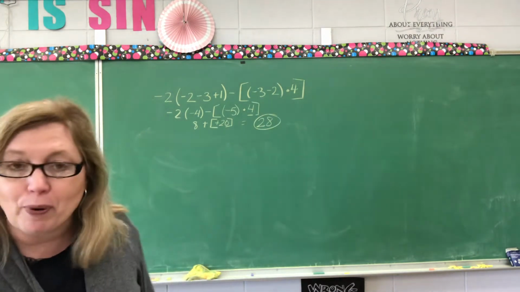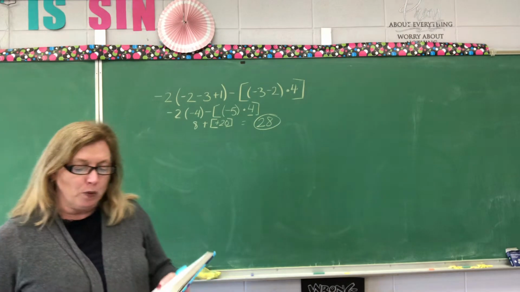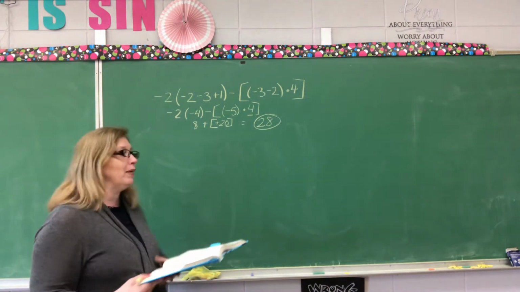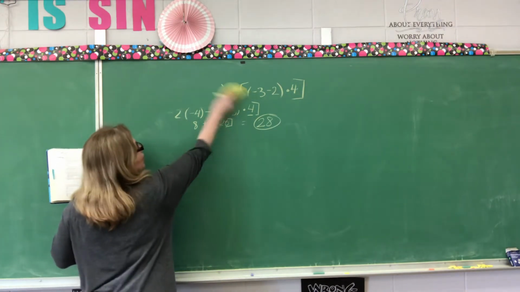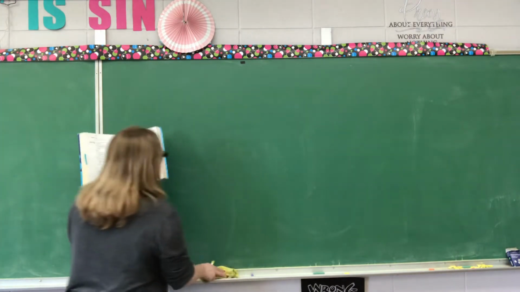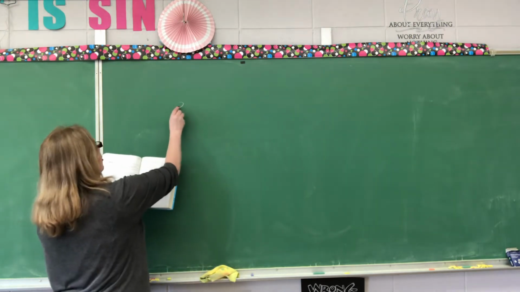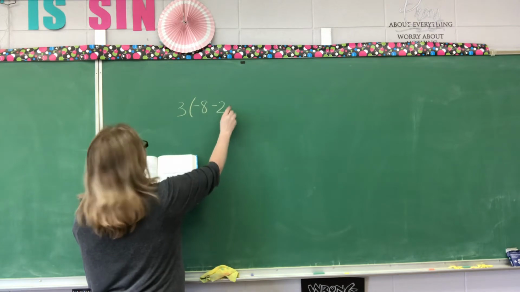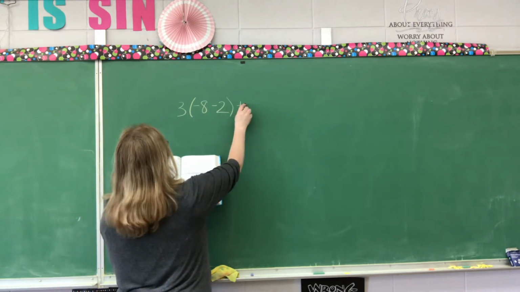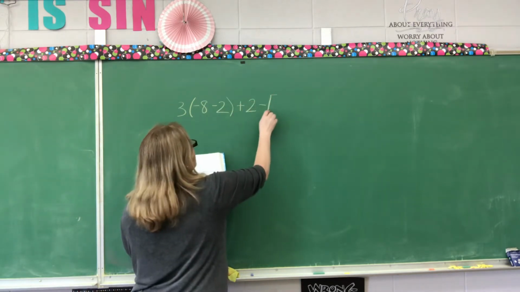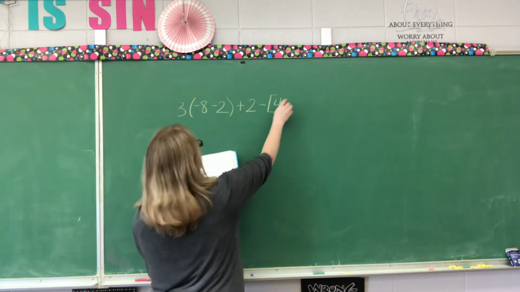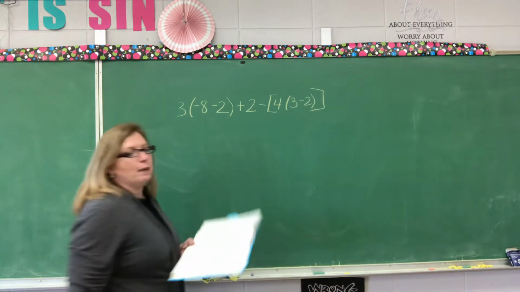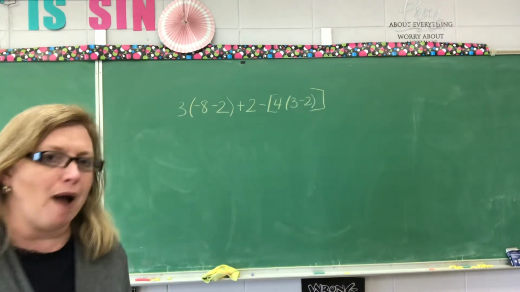Look at your practice section, please, in your book. We're looking at practice problems of lesson 93, letter B. So write this on your paper and do it together. Okay? Our problem says 3, parentheses, -8 minus 2, parentheses, plus 2 minus bracket, 4, parentheses, 3 minus 2, parentheses, and brackets. Now let's solve this problem together.